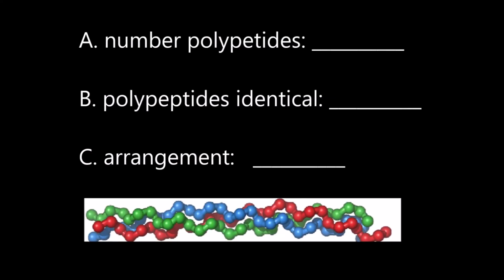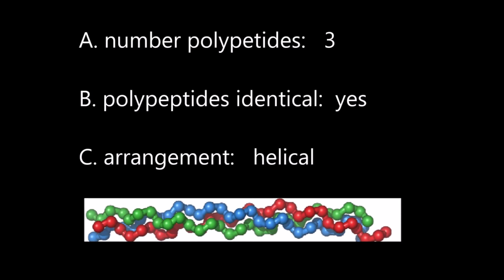So let's try to fill in the blanks in the checklist for the protein collagen based on the data gathered and reported by protein researchers. A. The number of polypeptides is 3. B. The polypeptides are all identical, so yes. And C. For arrangement, the polypeptides are intertwined into a helical arrangement, so helical for C. That wasn't so hard, was it?